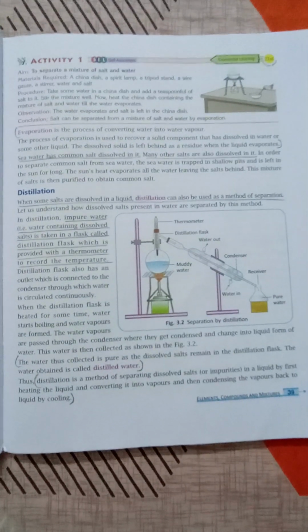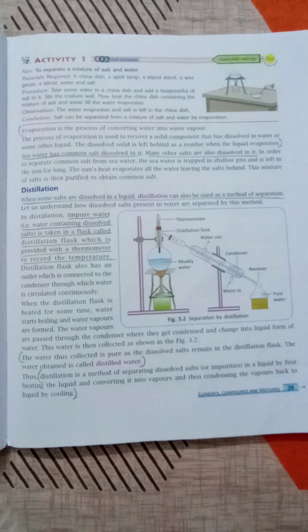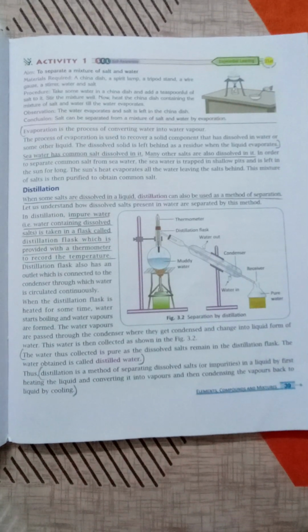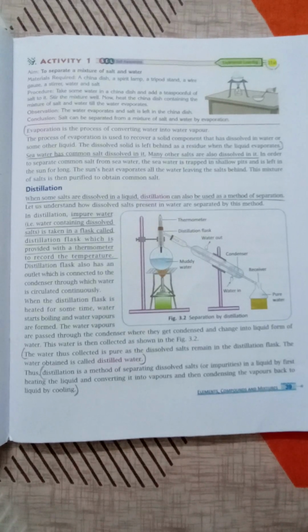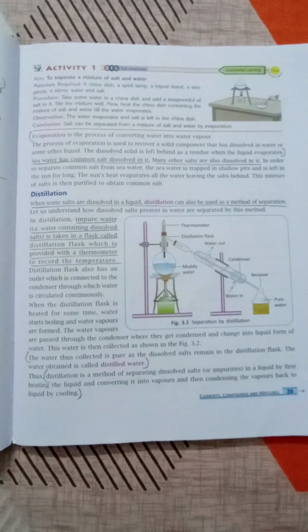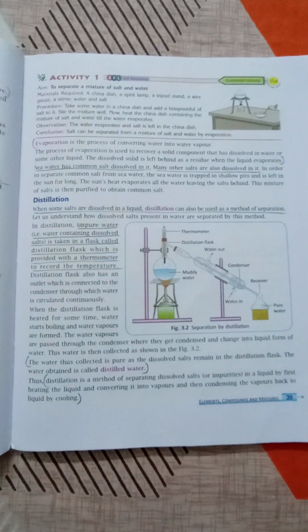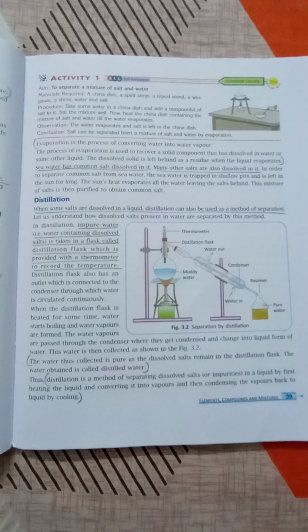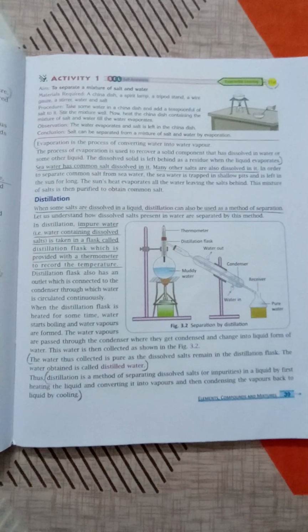We can also say that distillation is a method of separating dissolved salts in a liquid by first heating the liquid and converting it into vapors, and then condensing the vapors back into liquid by cooling. Okay, students? So you have to mark whatever I have marked in the book. Go to the next page.